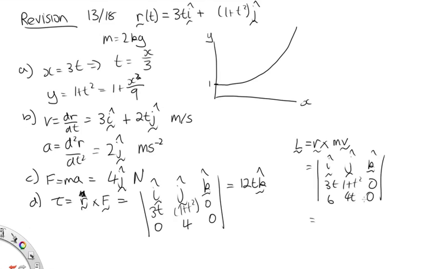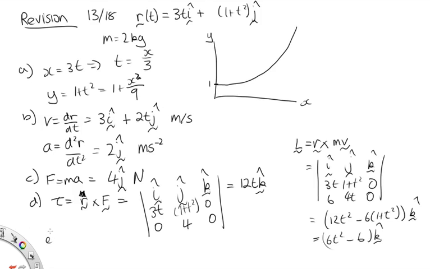Finding the determinant, i component 0, j component 0. In the k component, we've got 3t times 4t, so that's 12t squared, minus 6 times 1 plus t squared. This is in the k direction. So this is 12t squared minus 6t squared, so that's 6t squared minus 6. Okay, so that's the answer to part D.